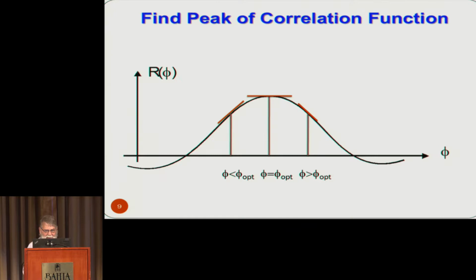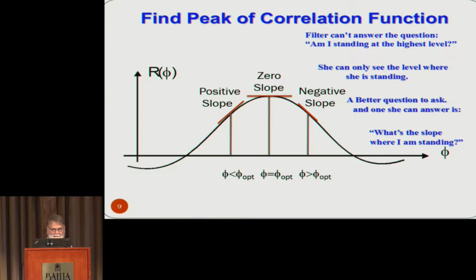Okay, when we're trying to do an estimate of some unknown parameter, we go through a correlator and we try to find the peak of the correlator, which corresponds to the maximum output you can get for that particular estimate. Now, how do you know you're at the peak of the correlator? Well, what you do is you look at the slope where you're standing. You can't ask the correlator, am I at the highest level? Because the correlator hasn't the slightest idea where the highest level is. Correlator only knows where he or she is standing. So the question you should ask is, what's the slope where you're standing? Because if the slope is zero, you're in the right spot.